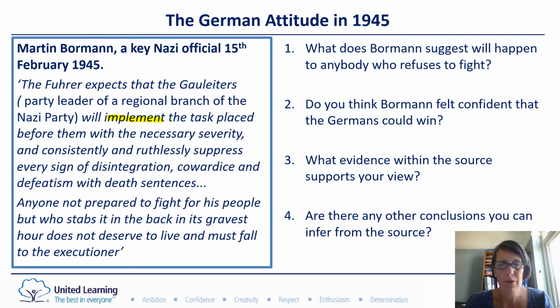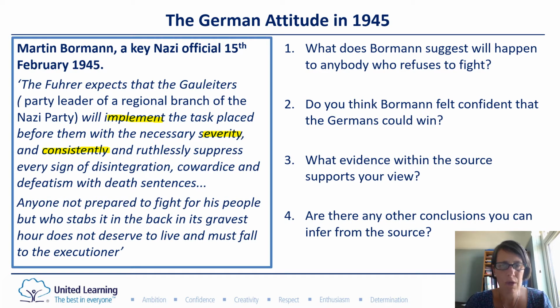And then severity, you might be able to see the word severe in there. So severity is being really hard and severe with something. Being consistent means you do it, it doesn't matter what day of the week it is or whether you like somebody or not. You're always very consistent. That's something you like about your teachers when they're consistent.